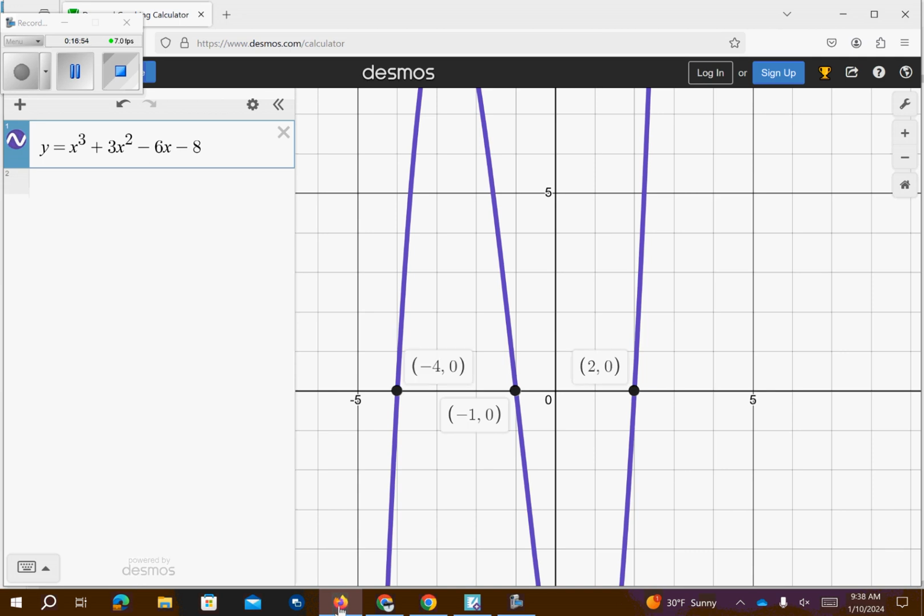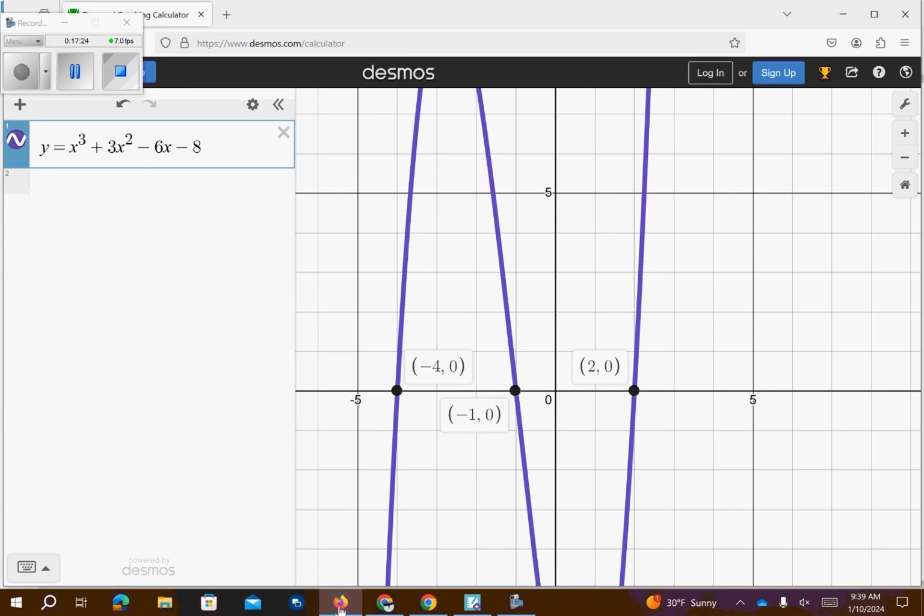How many times was it supposed to cross the x-axis, and how do I know? It's supposed to do 3. Why 3? Because my highest power is 3. Cool. So that means that the negative 4 is x plus 4 as a binomial. Agree? The negative 1 is x plus 1 as a binomial. The 2 is x minus 2 as a binomial. And that's how it would factor out.